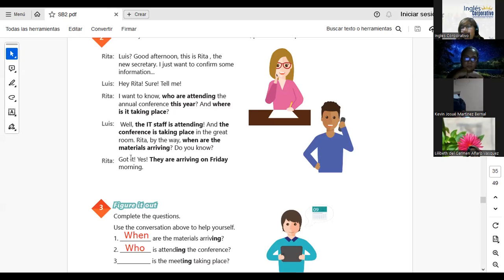Who is attending the conference? Okay, the answer is the people. Number three. Where is the meeting taking place? Okay, very easy, it's right. When are the materials arriving? Who is attending the conference? Where is the meeting taking place?